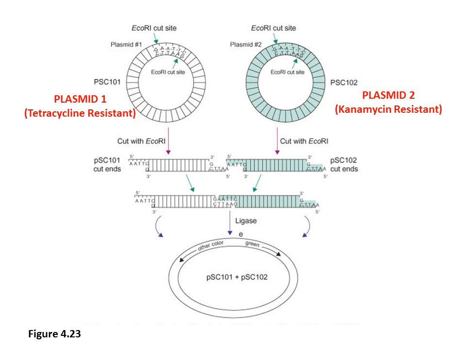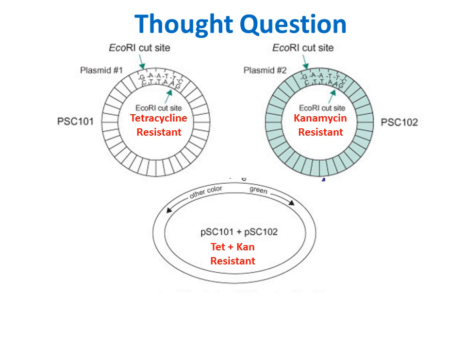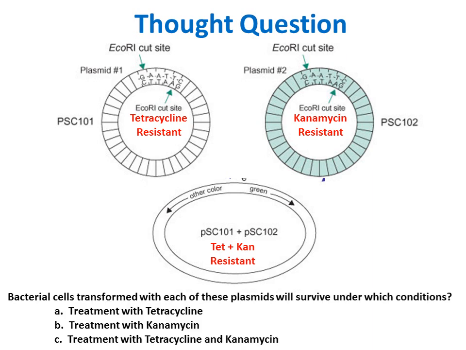So they cut the two plasmids, both with EcoR1, completely opening it up, going from a circular fragment into a linear fragment. They then allowed the ends to combine, the sticky ends, and they sealed it up with ligase, and it generated this huge single plasmid. So now that they've pieced together this huge plasmid, they can begin to do additional studies testing the plasmid. So my question to you is, bacterial cells transformed with each of these plasmids will survive under which conditions?